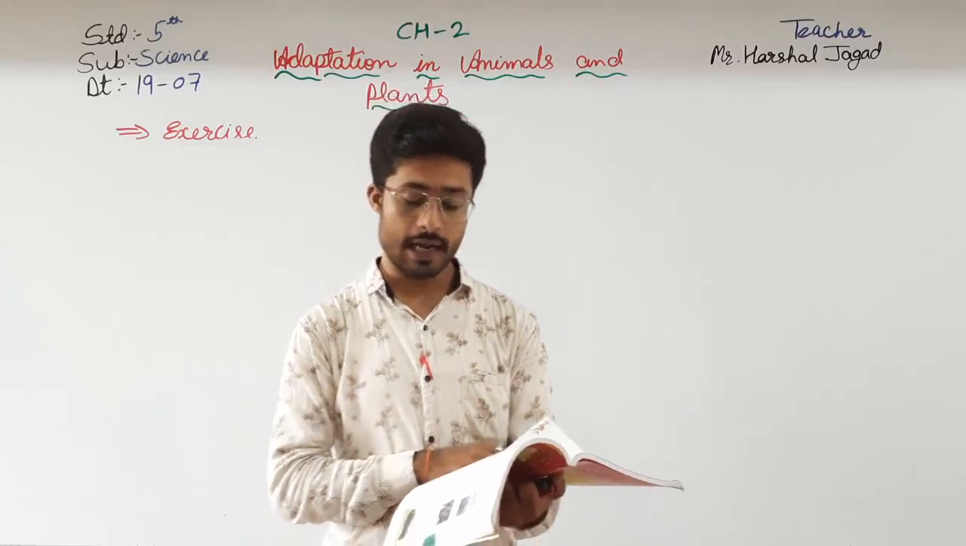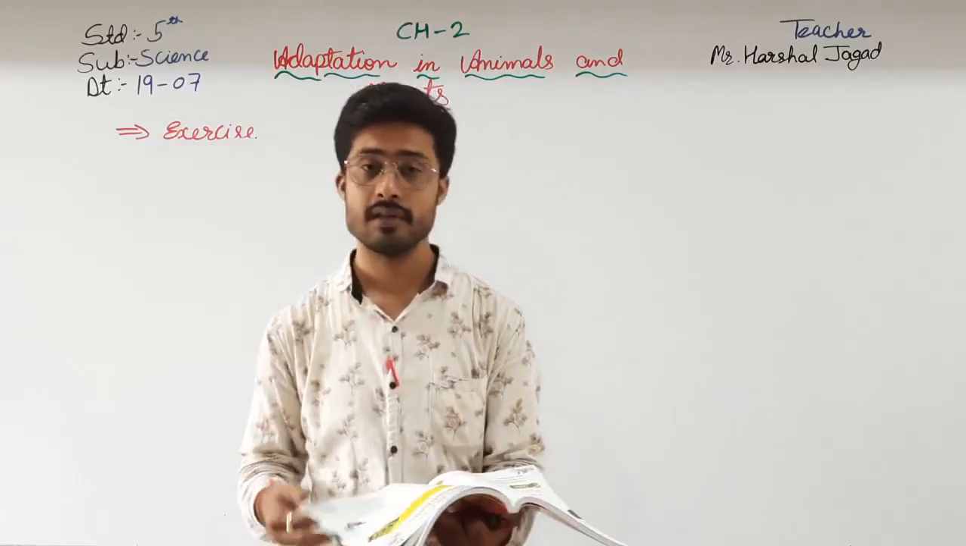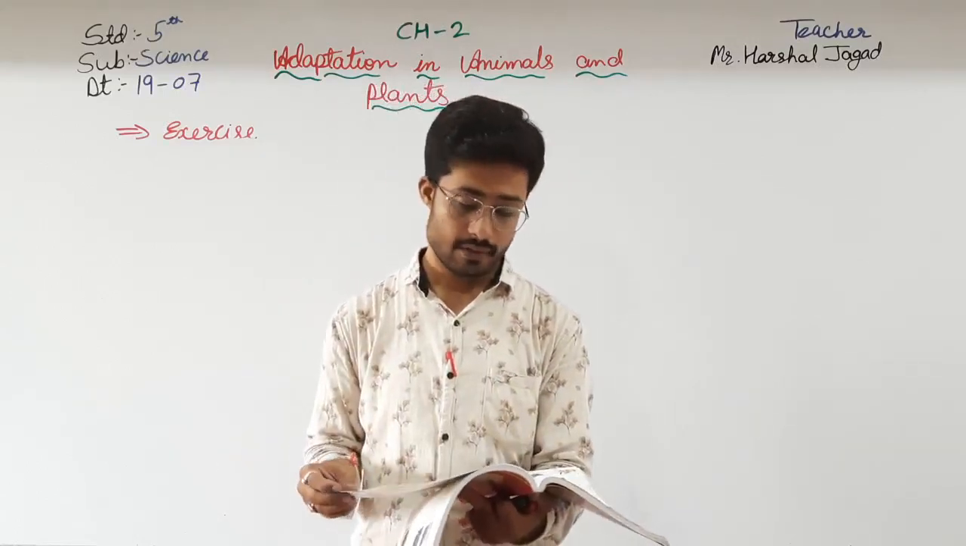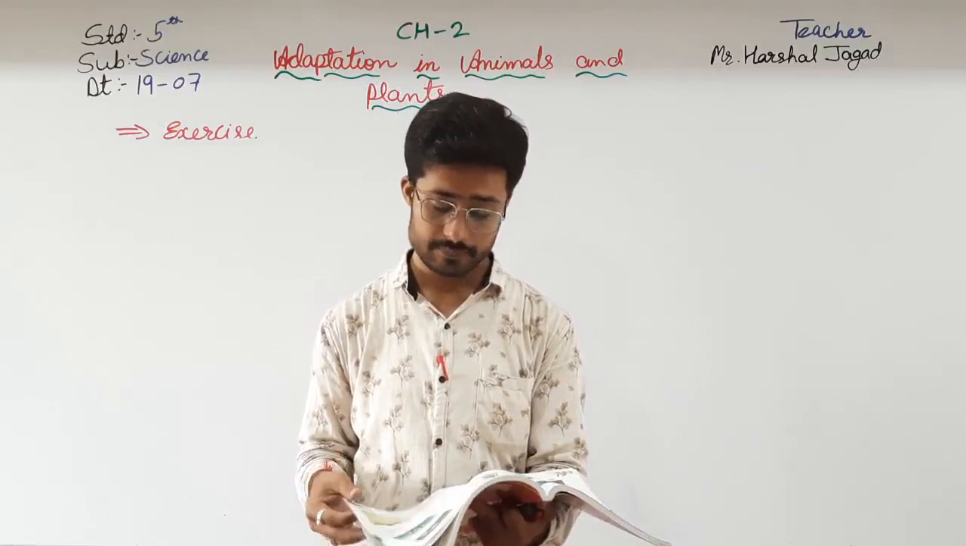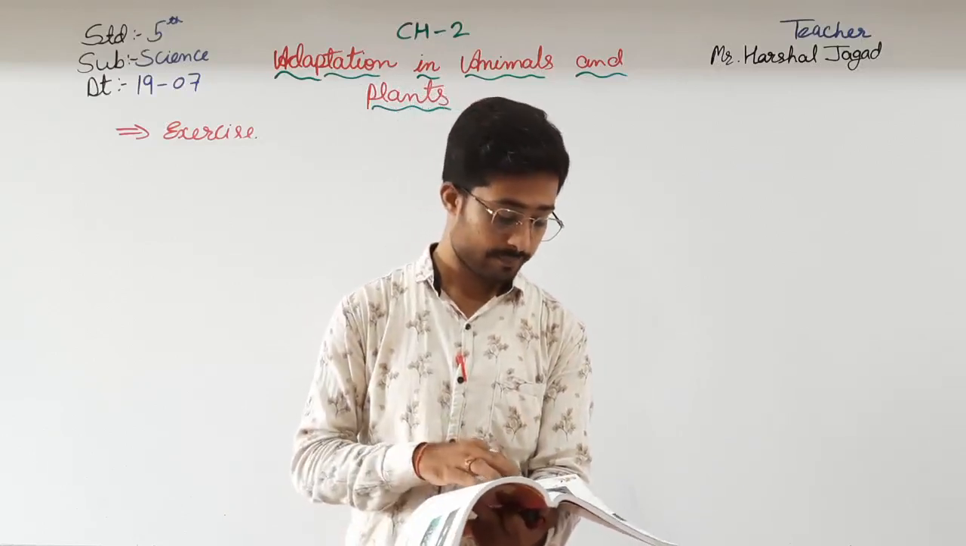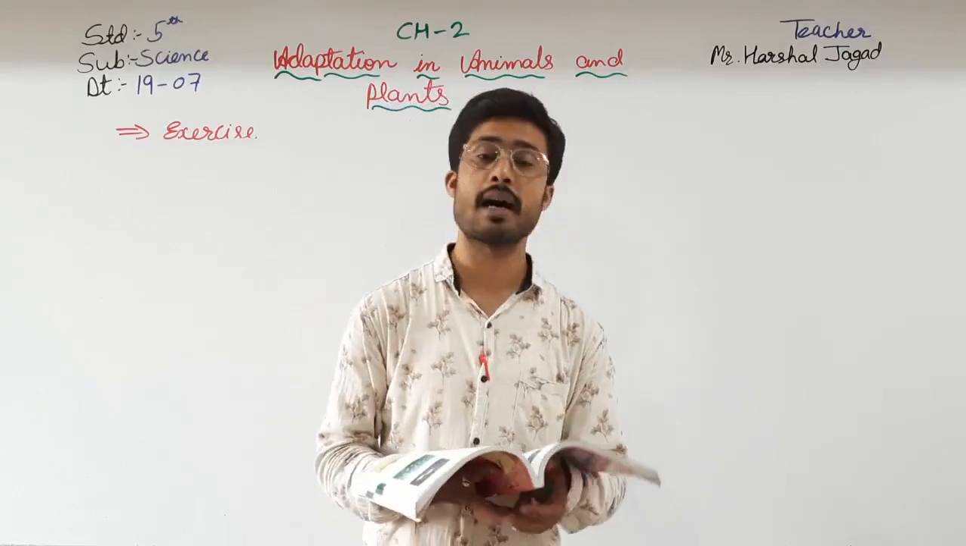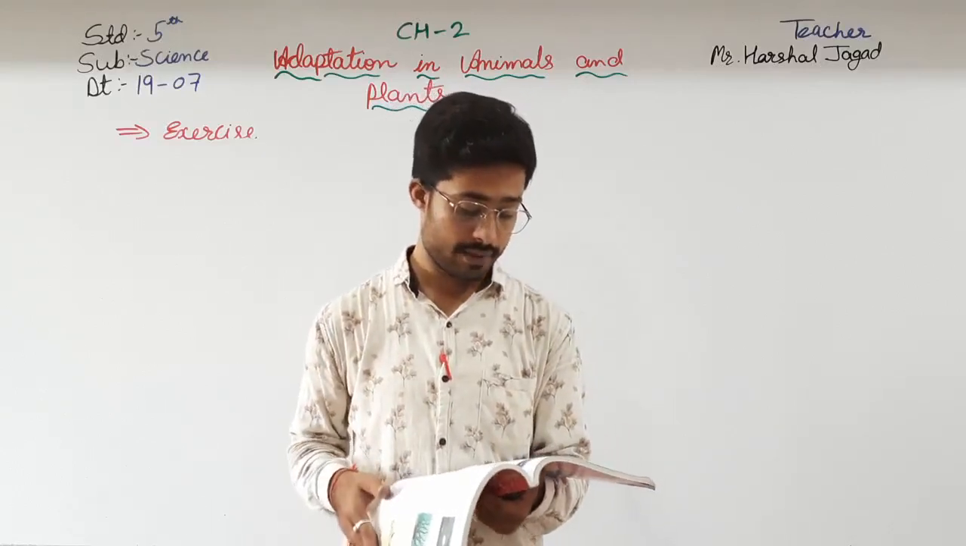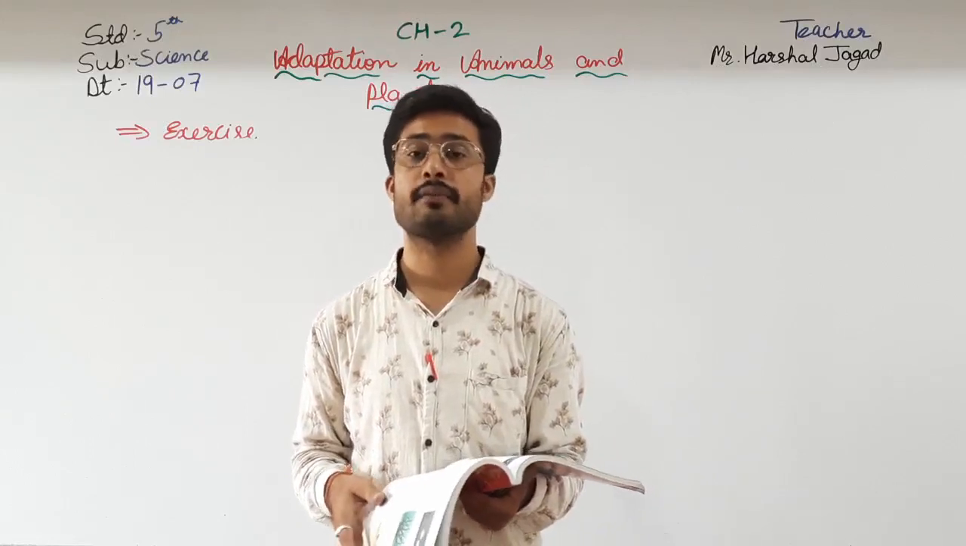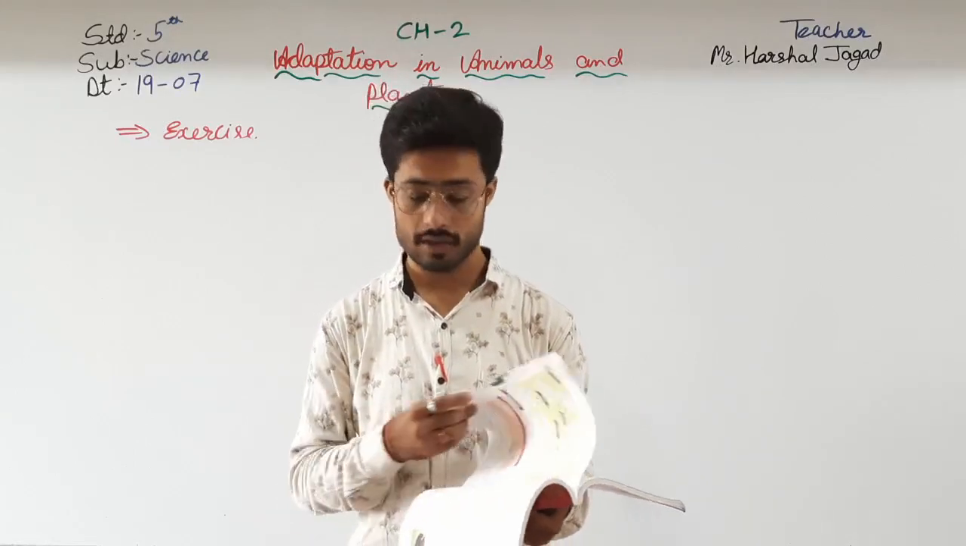Then, what are amphibians? Give two examples. So amphibians, what are amphibians that we have seen? That are crocodiles and frogs. They both are amphibians. Okay, students, you can see they can breathe both on land and in water.